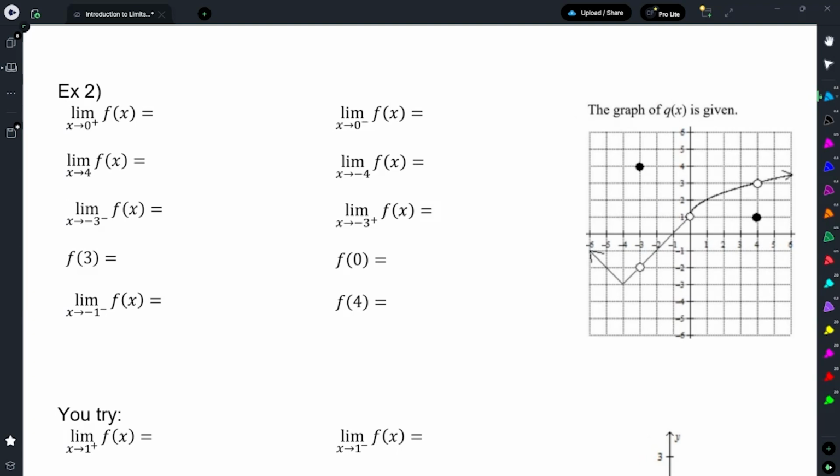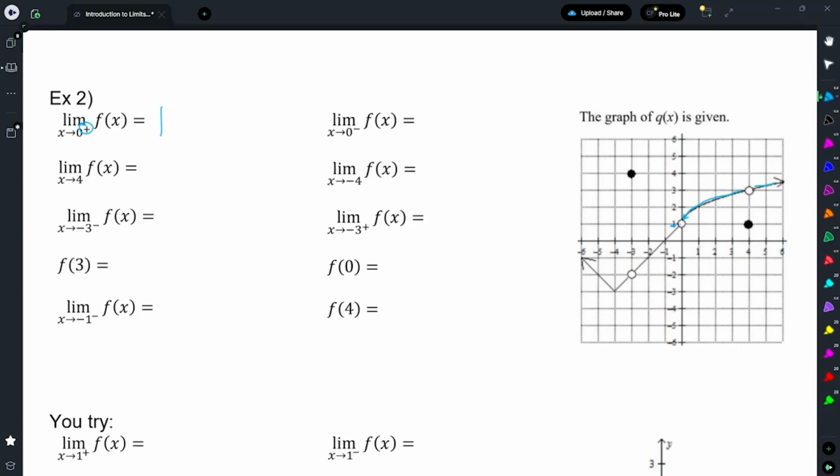We have the limit as x approaches 0 from the positive side. So if we come from positive x values, as we get closer and closer to 0, the y values get closer and closer to +1. Then the limit as x approaches 0 from the left side, so if we follow it from the left, our y values again are getting closer and closer to 1. So if we were asked, what is the limit as x approaches 0, we would say that it's 1, since the left side limit and the right side limit are the same.